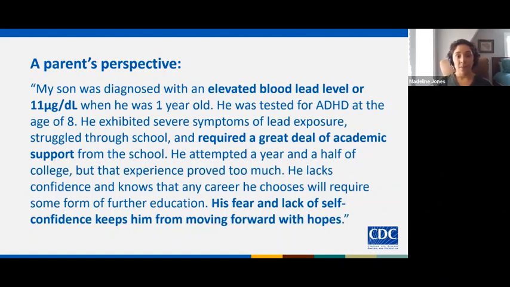So it says, "My son was diagnosed with an elevated blood lead level of 11 micrograms per deciliter when he was a year old. He was tested for ADHD at the age of 8. He exhibited severe symptoms of lead exposure, struggled through school, and required a great deal of academic support from the school. He attempted a year and a half of college, but that experience proved too much. He lacks confidence and knows that any career he chooses will require some form of further education. His fear and lack of self-confidence keeps him from moving forward with hopes."